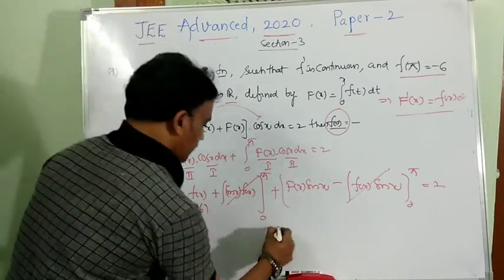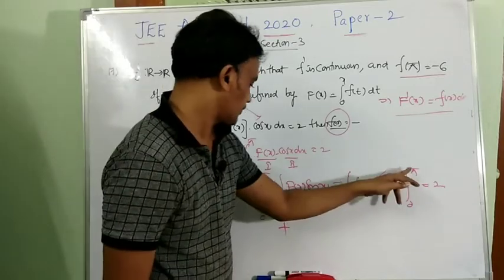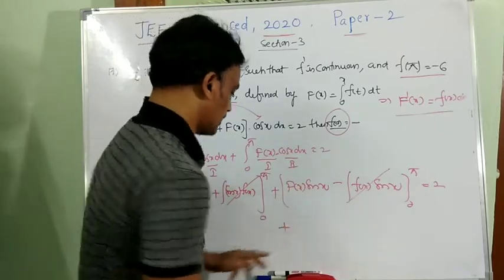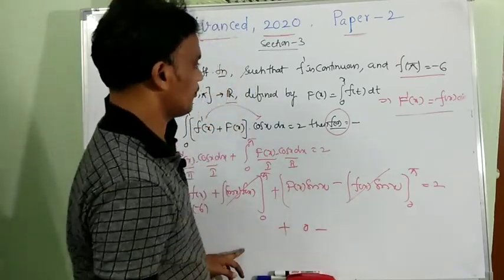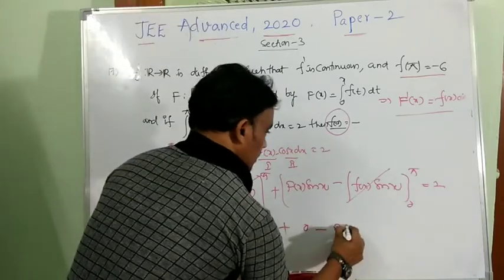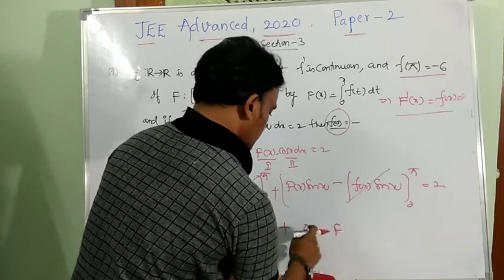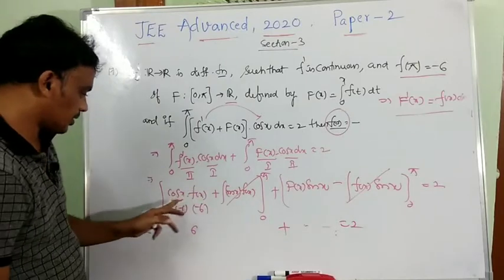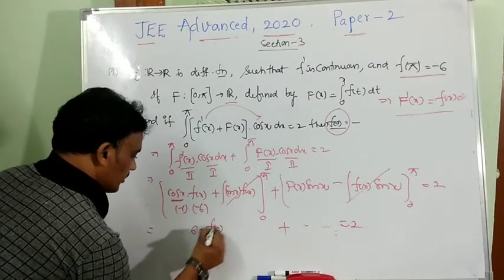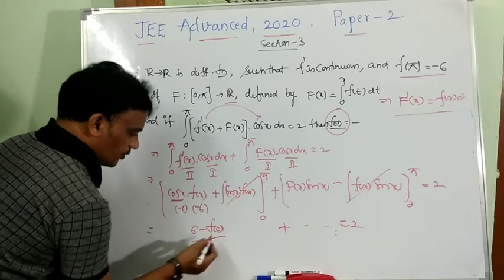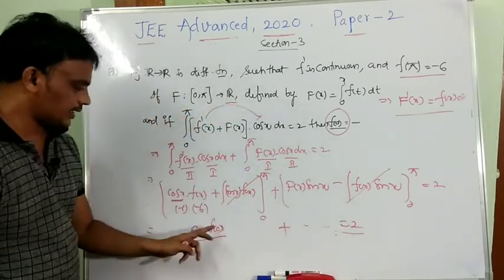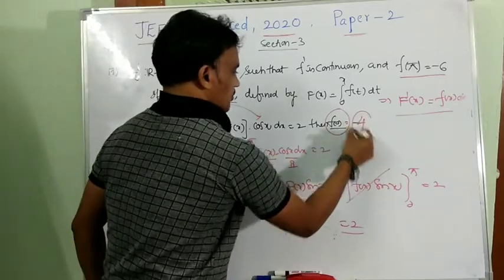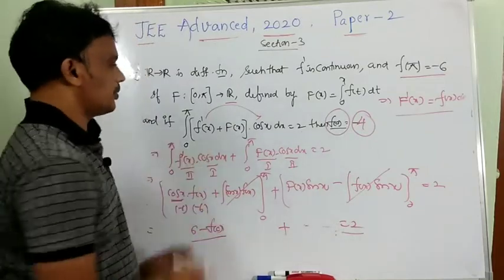Plus, and what about this capital F of pi into sin pi, which is 0. This part is 0, minus this is f of 0, sin pi is 0, yes, complete, this part is 0, equals 2. Here, the upper boundary, cos 0 is 1 of f of 0 minus. Finally you got one condition: 6 minus f of 0 equals 2. Then finally what is the f of 0 value? 6 minus 2, which will be 4. Yes, very simple problem.